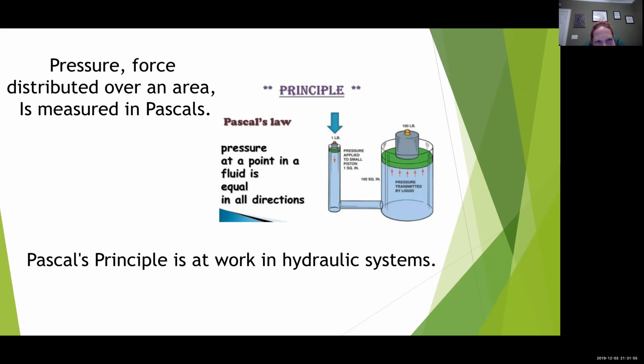Pressure is force distributed over an area. It's measured in pascals. Pascal's principle is at work in hydraulic systems.